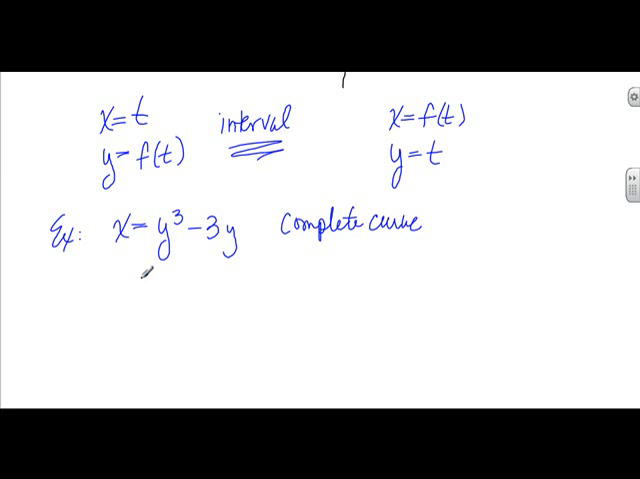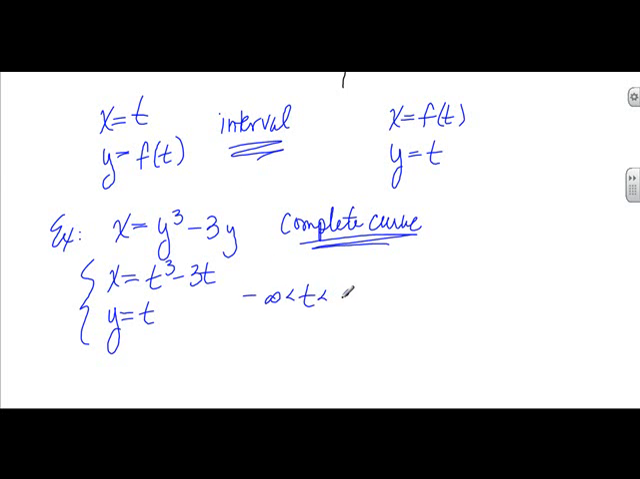So in this case, it makes sense for us to let x be t cubed minus 3t and let y be equal to t. And if we're talking about the entire complete curve, then we're talking about any value of t that's a real number. So negative infinity to positive infinity.